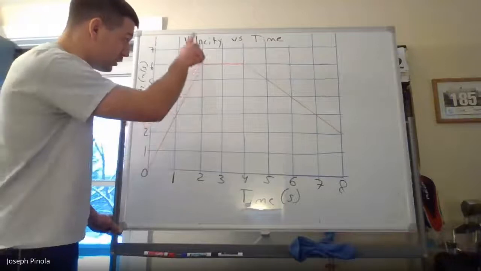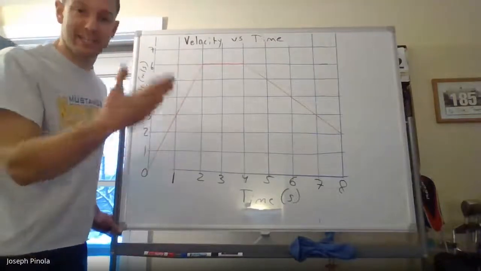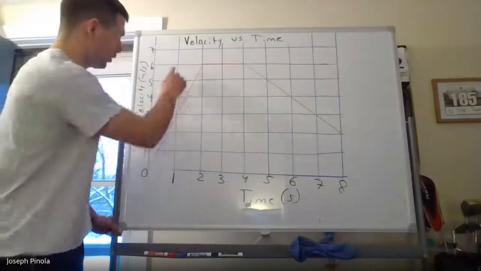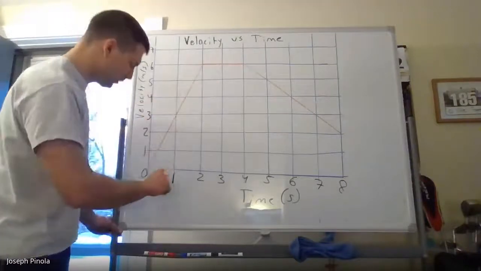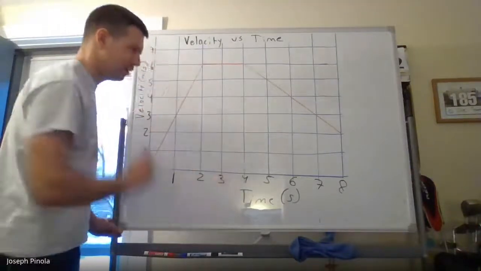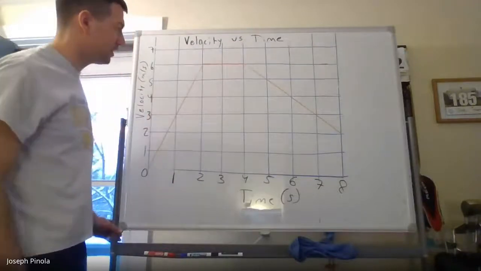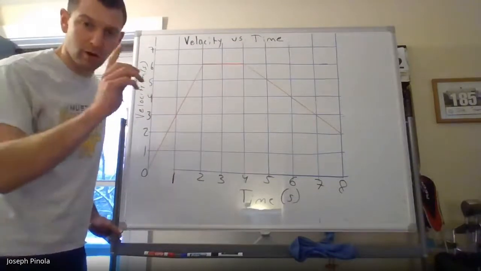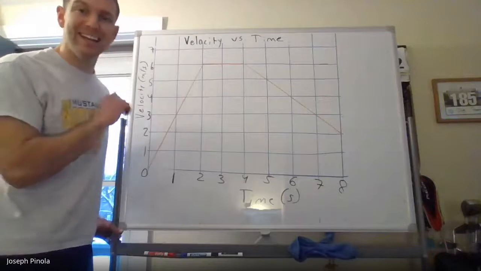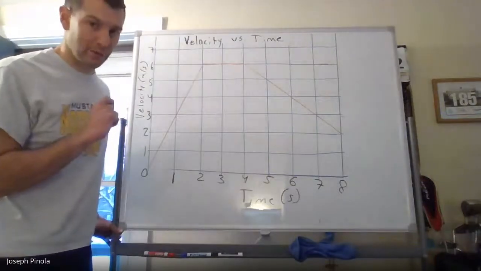Your speed isn't changing, so you're not accelerating, but you're certainly moving. Your speed would have to be 0 to be at rest. So a flat line on a velocity versus time graph means that you are moving at a constant speed, not that you are at rest.